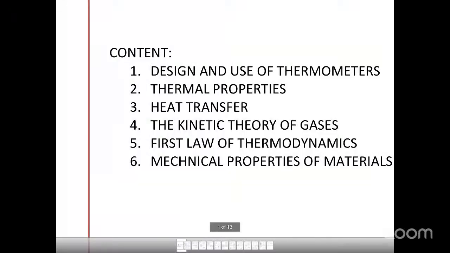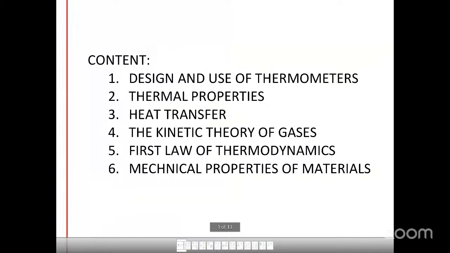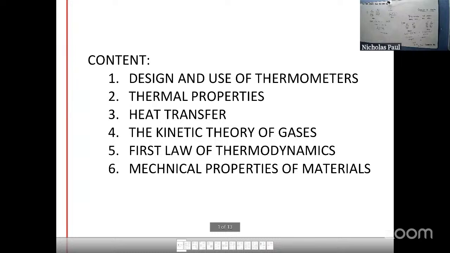So module 3 basically has these 6 things that we have to look at. Design and use of thermometers, you did this already; we're just going to use different definitions for a few quantities. Thermal properties, did that already. Heat transfer, did that already in a way. Kinetic theory of gases, you did the intro into that. Thermodynamics, they never did that before. And mechanical properties, Hooke's law, you did that. So you have an intro to everything there except the first law of thermodynamics.